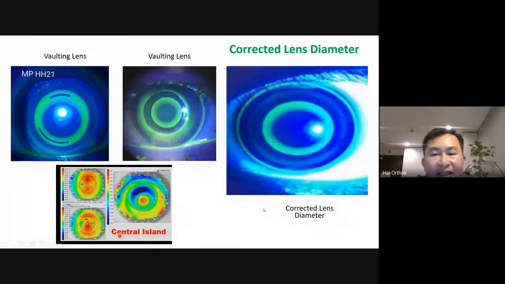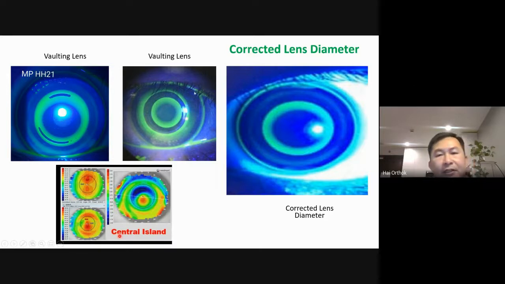Another case, vaulting lens. If you see in this case, the two lenses are also vaulting. But this lens is vaulting and it has a very nice diameter. It's about 95% fit of the cornea. So we see a lot of tear on the reverse zone right here and also bubbling. So the lens is definitely too stiff and you have to flatten the lens half a diopter in order to make it centered.